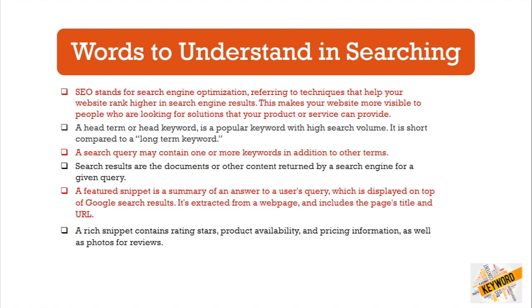A featured snippet is a summary of an answer to a user's query, which is displayed on top of Google search results. It's extracted from a web page and includes the page title and URL. A rich snippet contains rating stars, product availability, and pricing information, as well as photos for reviews.